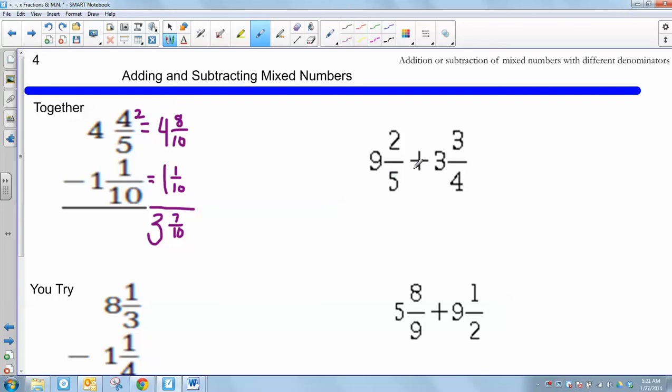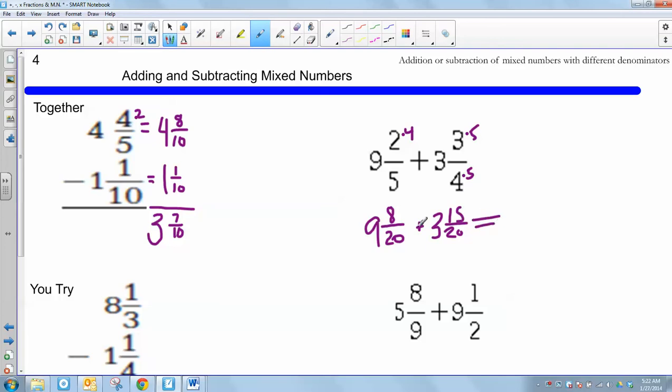My least common denominator between 5 and 4 is going to be 20. So the first thing I need to do is rewrite my fractions. So how did I get from 5 to 20? I multiplied by 4. So I'm going to have 8/20. My equivalent fraction here will be multiplying by 5. So it's going to be 15/20.